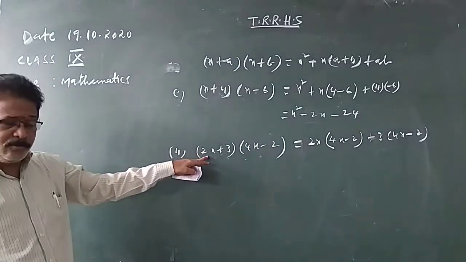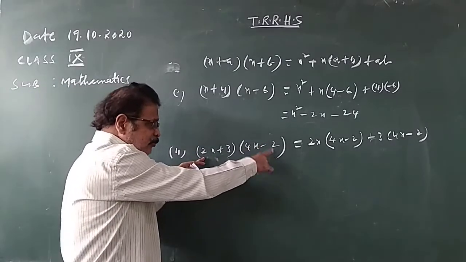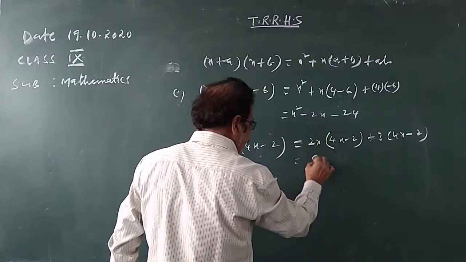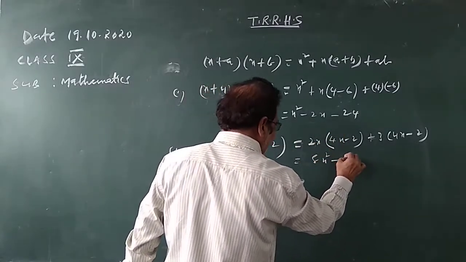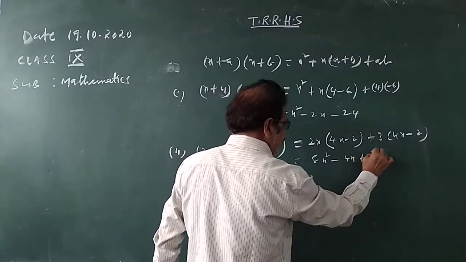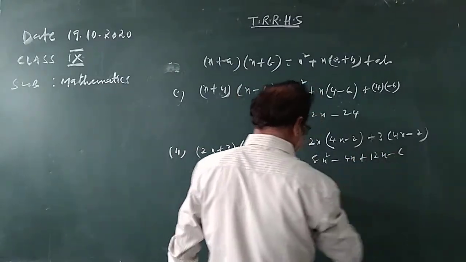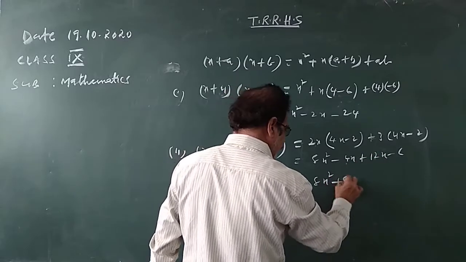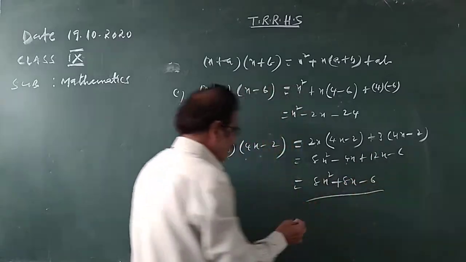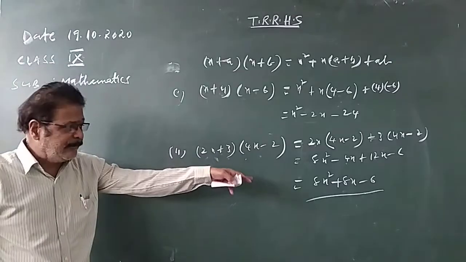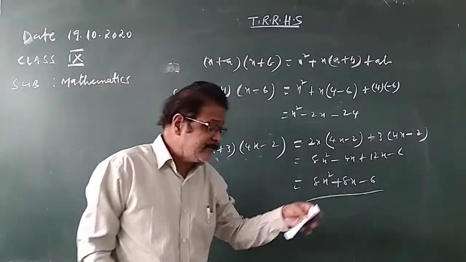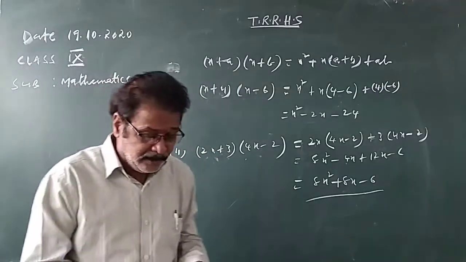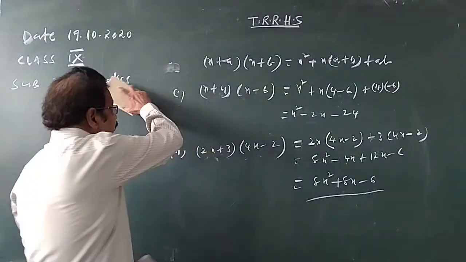First term is 2x(4x−2), next plus 3(4x−2). Now multiply: 2×4 is 8x², minus 2x×2 is 4x... that is 8x² − 4x, plus 3×4 is 12x, 3×2 is 6. So 8x² + 12x − 4x − 6. So the product of 2x+3 and 4x−2 is 8x² + 8x − 6. I hope you understand. Now, using identities, numerical values also we can expand without multiplication.